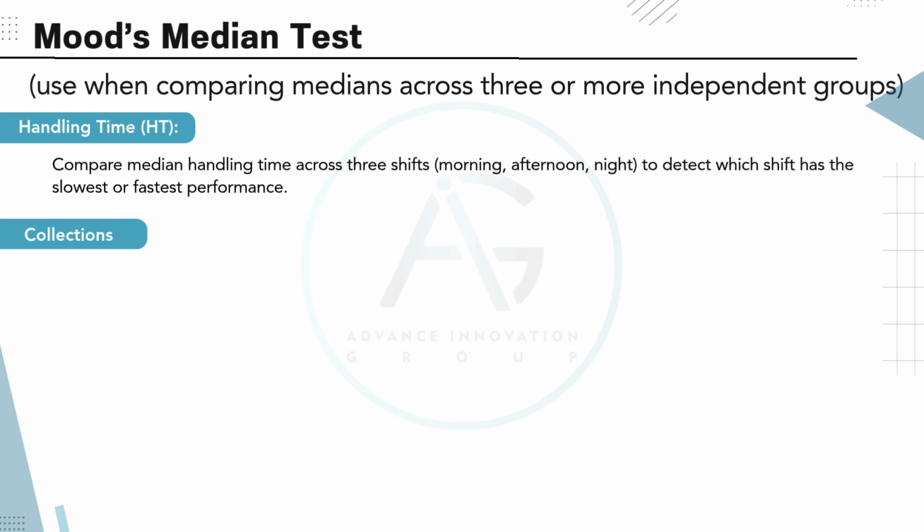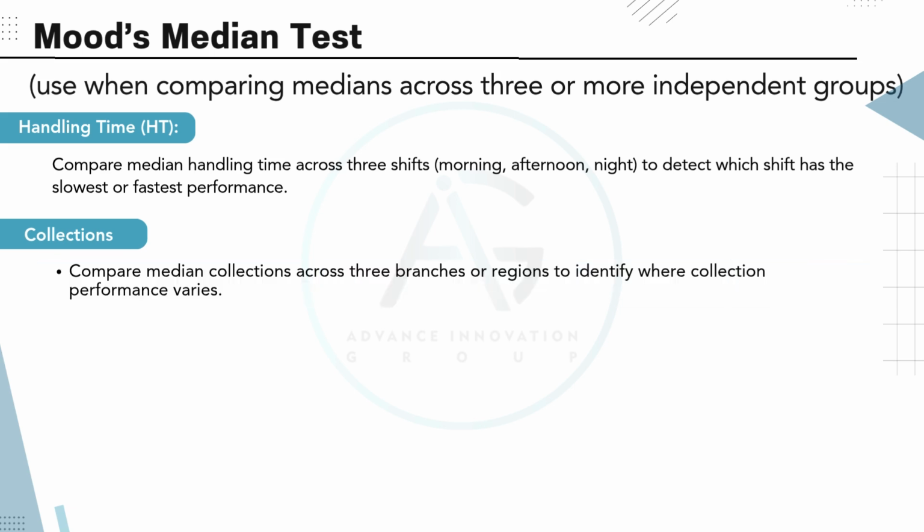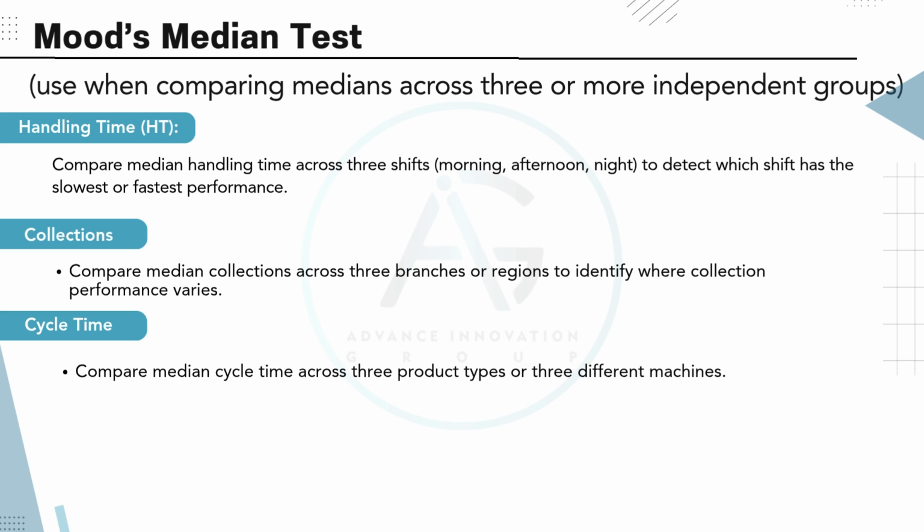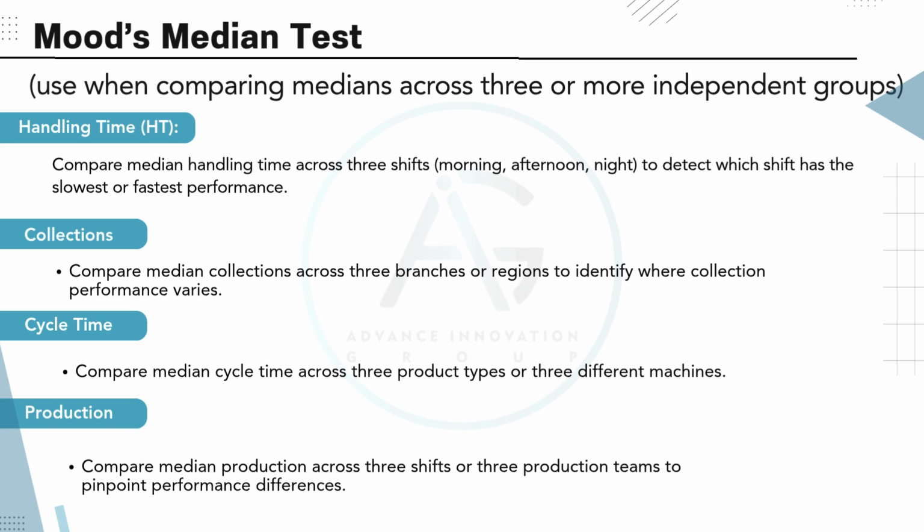Objective of the slide. This slide illustrates real-world examples of when and how to apply the Mood's median test. It helps participants relate the test to practical operational scenarios. Begin with a quick recap. Mood's median test is a non-parametric test used when we need to compare medians across 3 or more independent groups. It's ideal when our data is skewed, has outliers, or when we are focusing on medians rather than means.